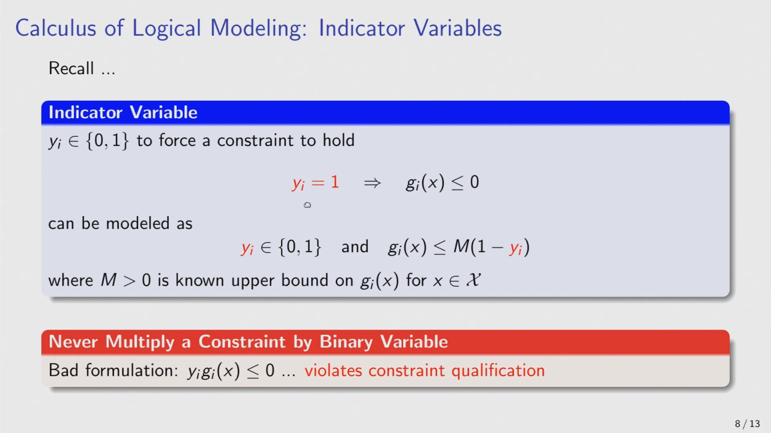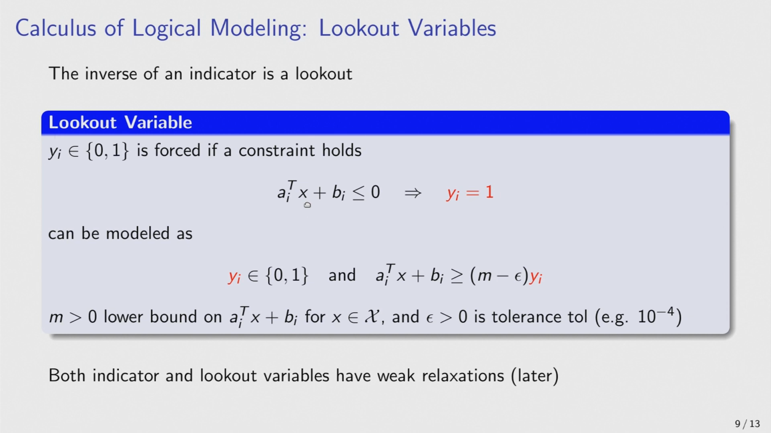Okay, so M greater than 0 is an upper bound. Then I enforce this constraint with this simple trick here. And I also told you we do not want to multiply a binary variable with a nonlinear expression. It violates constraint qualifications, for example, and is also non-convex.